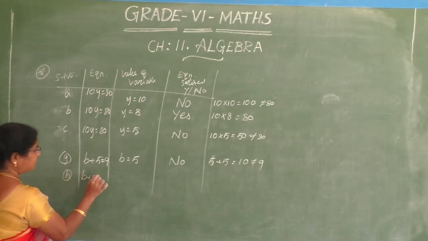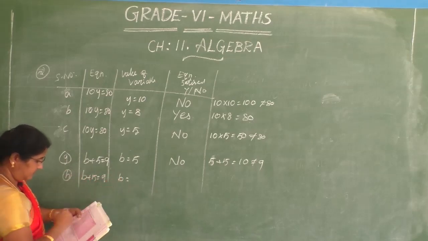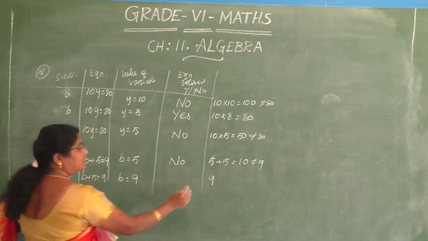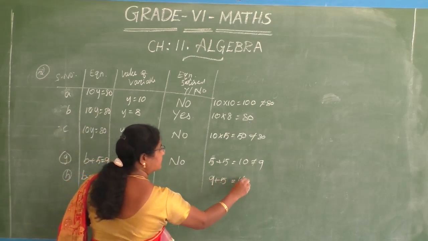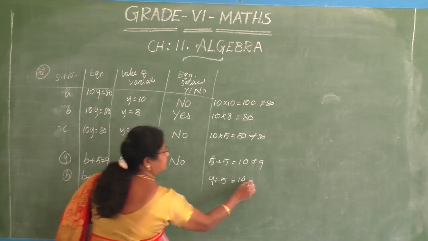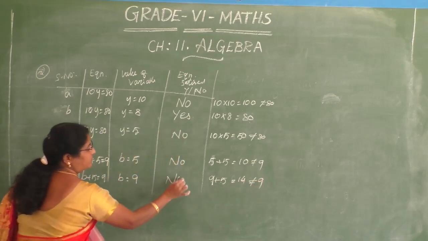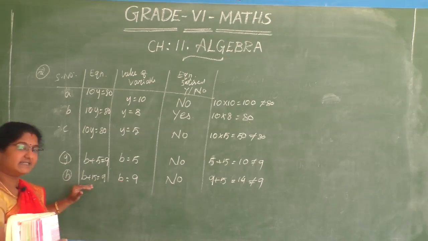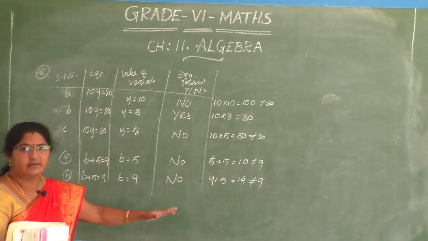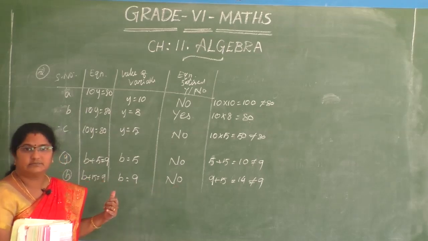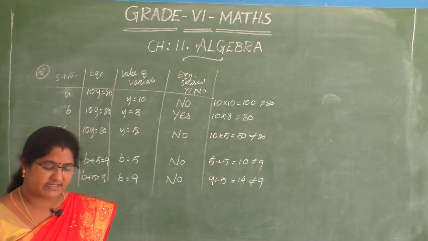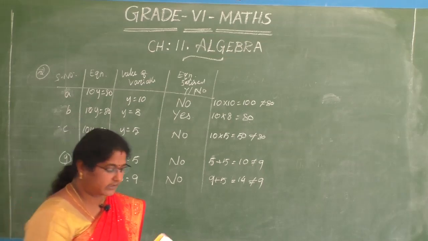Next, b plus 5 equal to 9. Here the b value they have given is 9. So substitute, instead of b, 9 plus 5 equal to 14. This is not equal to 9. 14 is not equal to 9. So here also no. Understand? Whether it is addition, subtraction, multiplication or division, they give the value of the variable, you substitute it in this equation and check whether it is equal or not. Likewise we have to complete the table. You can do this in the book itself, there is space.